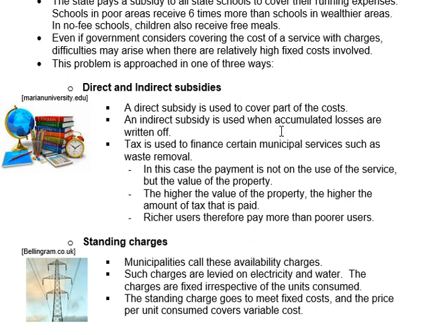So the government provides a certain amount and then consumers will pay what is still outstanding. The government pays a little bit and the consumers must pay the rest. That is a direct subsidy. All right, an indirect subsidy is used when accumulated losses are written off.